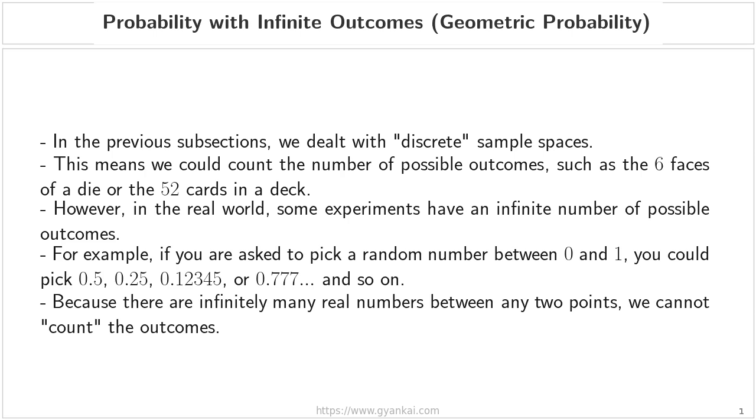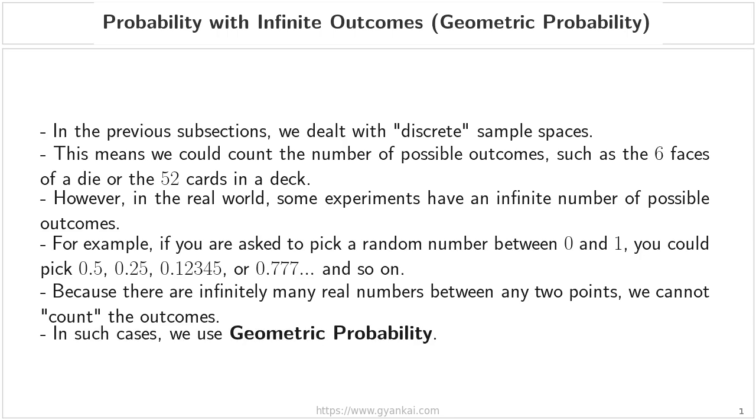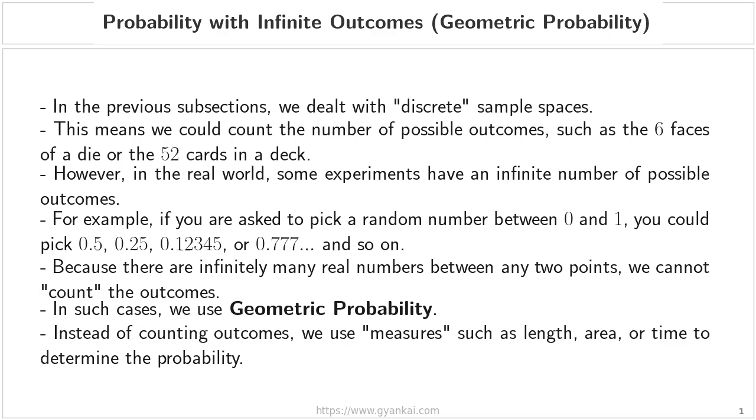Since counting is no longer an option, we need a different mathematical tool. This is where we introduce geometric probability. In these instances, instead of counting individual outcomes, we shift our focus to using measures. Specifically, we use physical properties like length, area, or even time to calculate the probability of an event occurring. In the next few slides, we will look at exactly how to apply this to one-dimensional and two-dimensional problems.